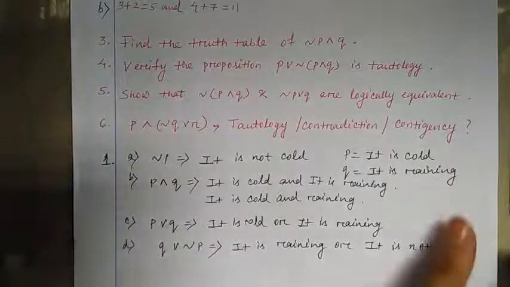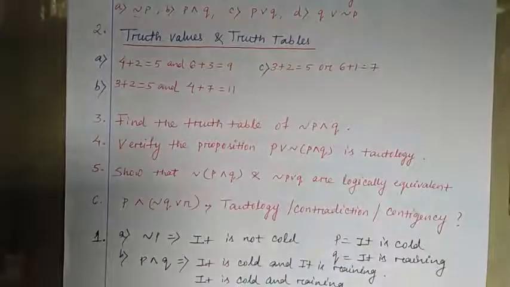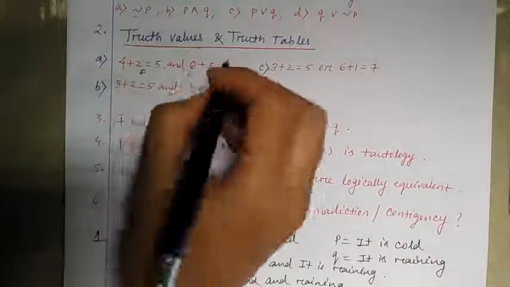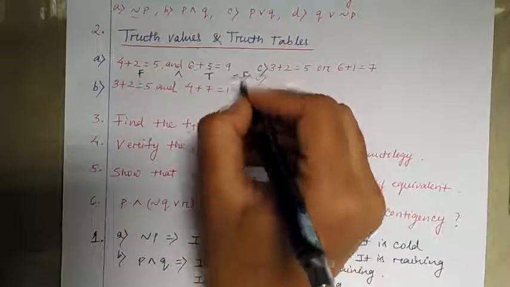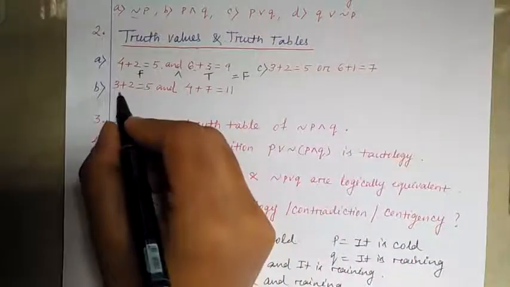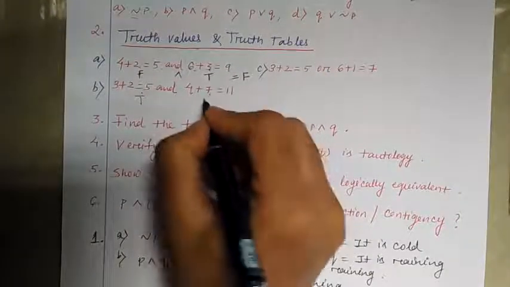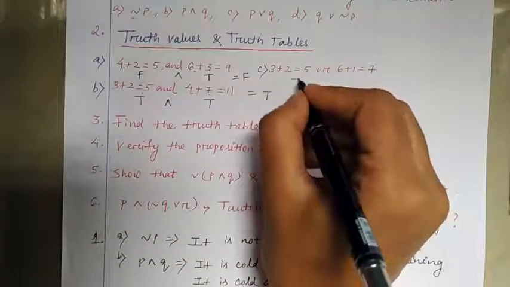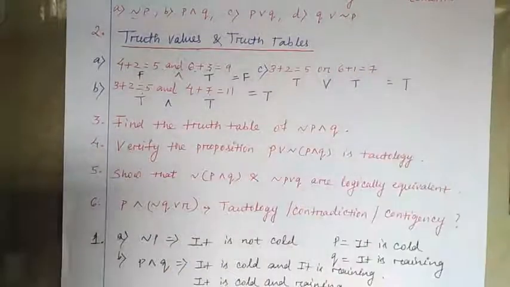Then next it is asking to calculate the truth values of the given statements. So we'll see what will be the truth value. 4 plus 2 is not equal to 5, so this is false, right? 6 plus 3 equal to 9 is true. But false and true always gives you what value? False. So the first answer is false. Second, 3 plus 2 is 5. This is true. 4 plus 7 is 11. This is also true. So true and true will be true. Now 3 plus 5 is 8, true. 6 plus 1 is 7, true. And true or true equal to true. So you got the answer.